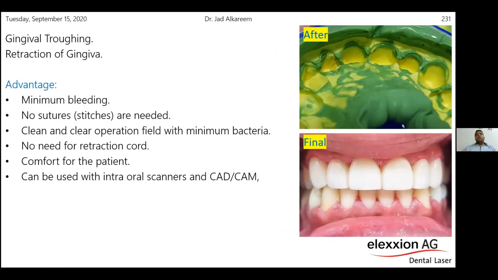Also, another point, you can use the diode laser if you have an intraoral scanner at your clinic. Diode laser can be a very good option to dry the tooth before taking your picture. You apply the diode laser on the finish line, on the whole tooth, until the tooth is totally dry, and then you can scan your tooth very easily and very fast.